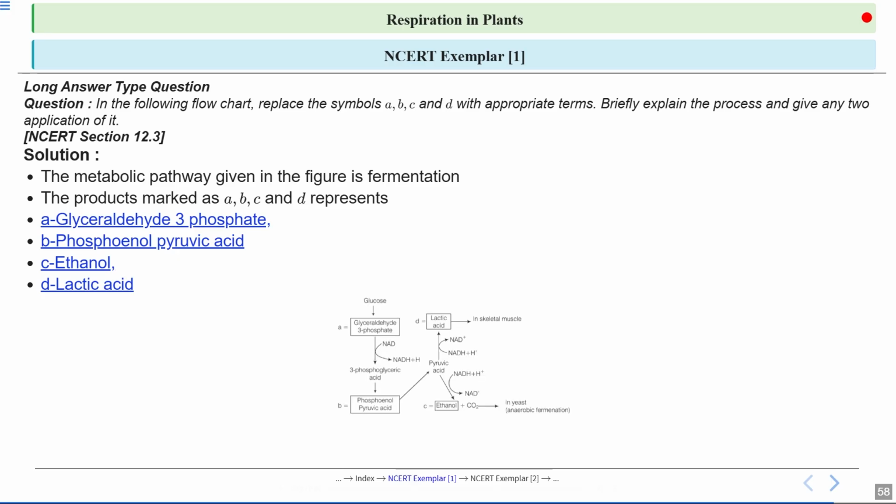So here in the image, we can see that glucose is converted to glyceraldehyde 3-phosphate, which is A, followed by formation of 3-phosphoglyceric acid, and then we have phosphoenol pyruvic acid, which is B. Then this pyruvic acid, in the absence of oxygen, undergoes fermentation. So we get ethanol plus carbon dioxide or lactic acid. Ethanol is C and D is lactic acid.